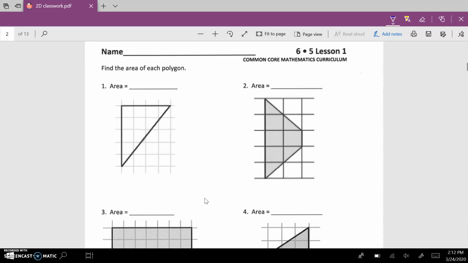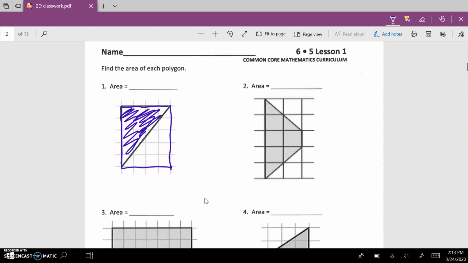So number 1 here, again, we're finding the areas. I've got a triangle, and I can't count the squares of the triangle because we've got that diagonal line. So I have to box it up first. I'm using purple here. So here's my box for my triangle, and I just want this top left part.